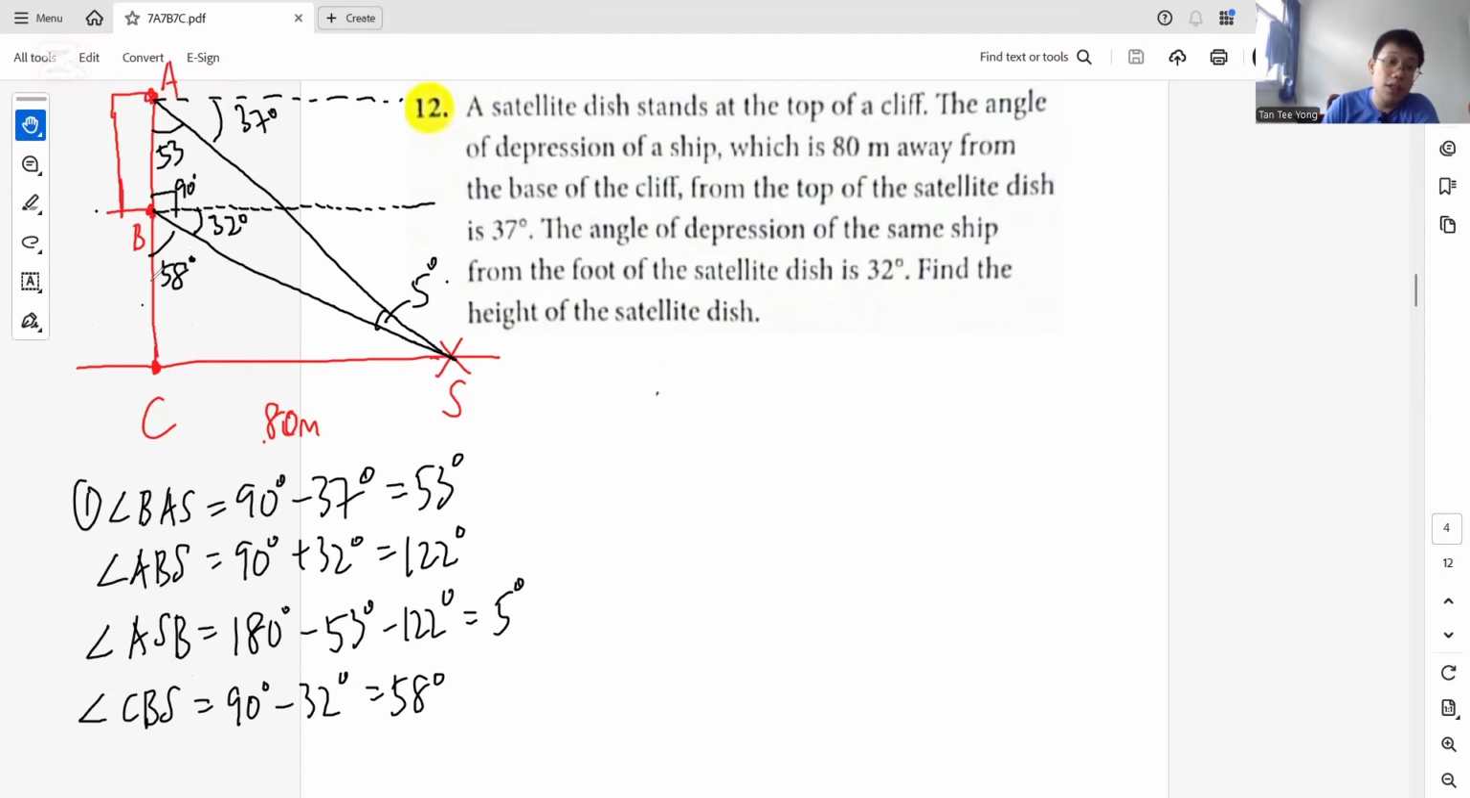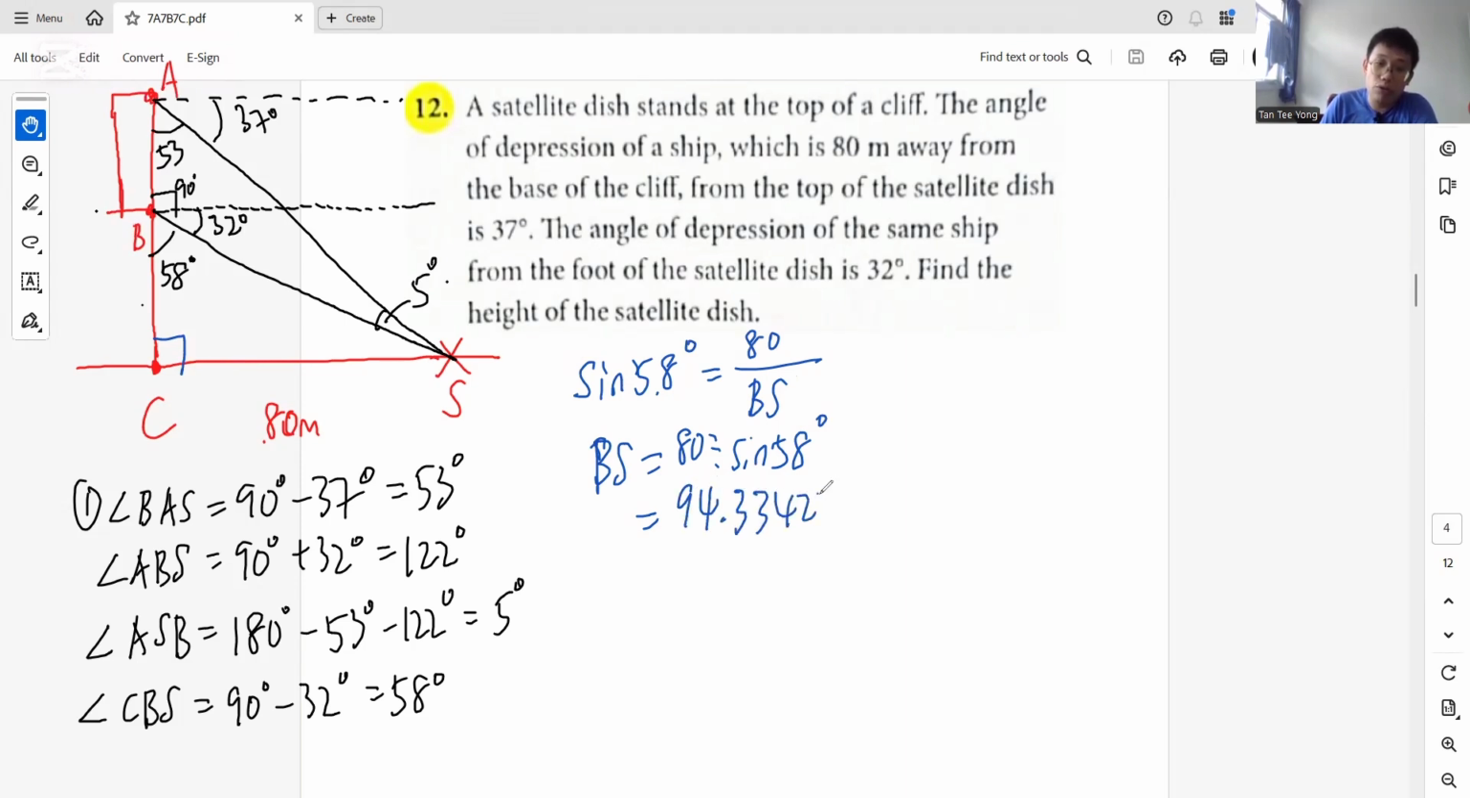To find BS, we look at the right angle triangle CBS. BS is the hypotenuse and 80 is the opposite. So sine 58 degrees equals opposite, which is 80, over hypotenuse, which is BS. So BS is equal to 80 divided by sine 58 degrees, which gives us 94.33427.